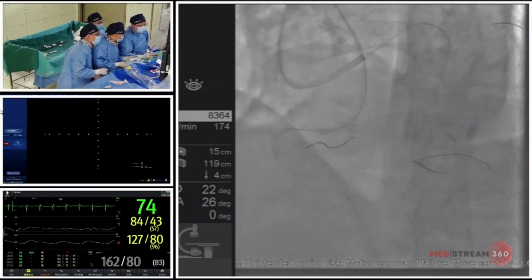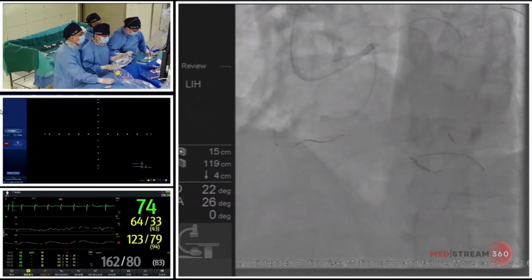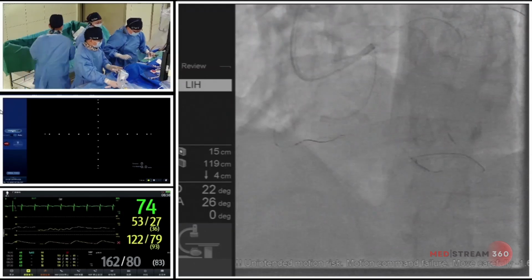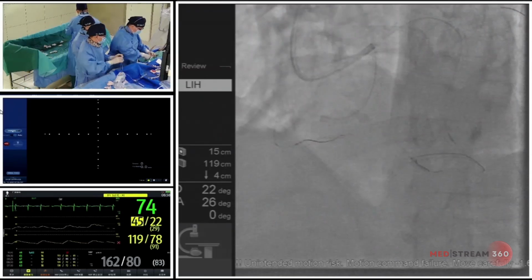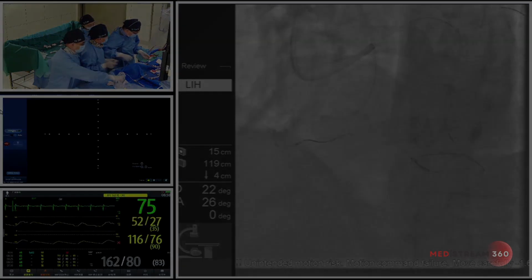But I think we will make some progress. Okay, 1.5 balloon again. Yes. We just used a 1.0 balloon. I think it's not enough because the outer diameter of the microcatheter is 0. Okay.